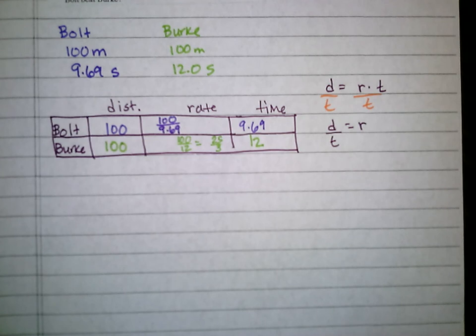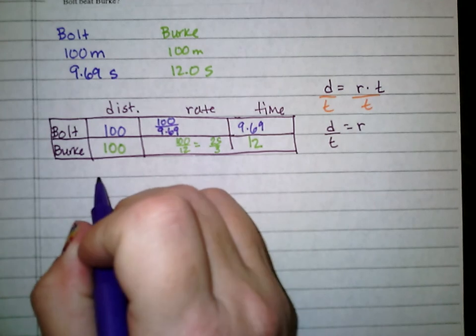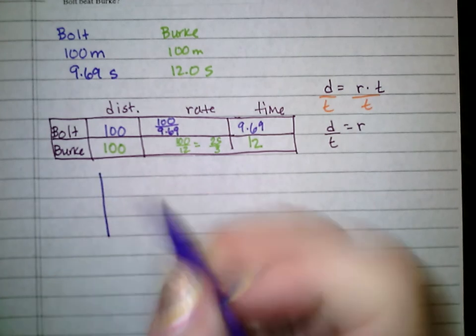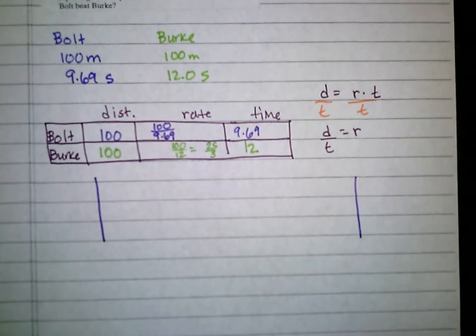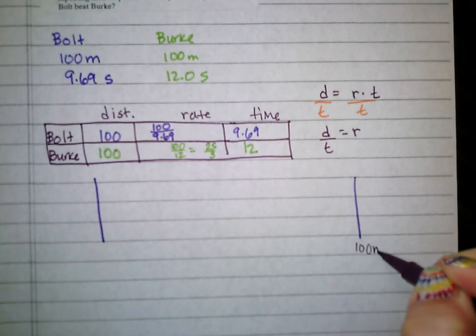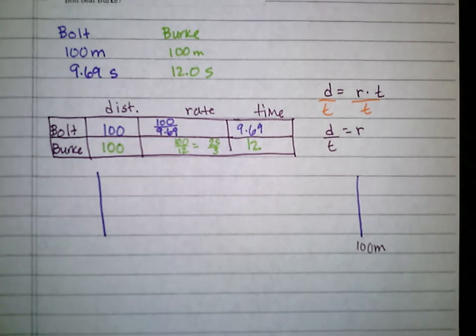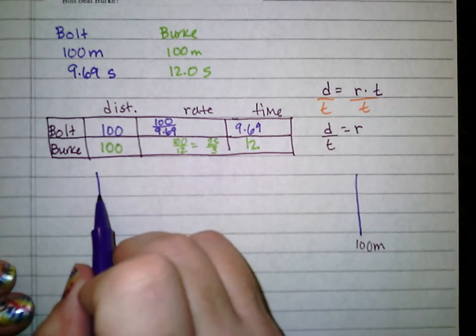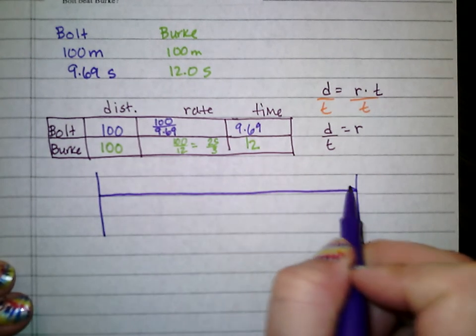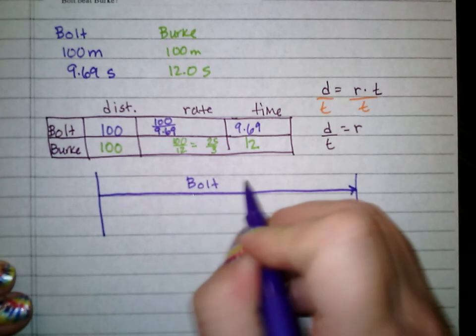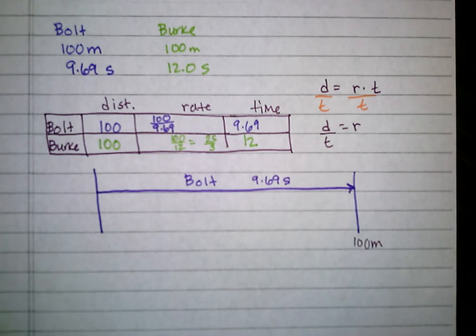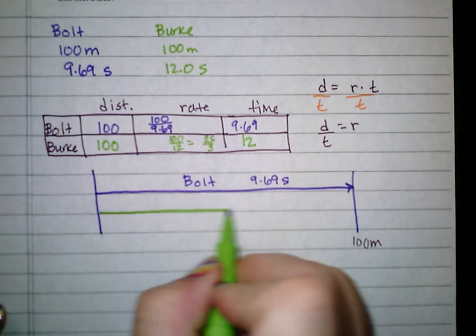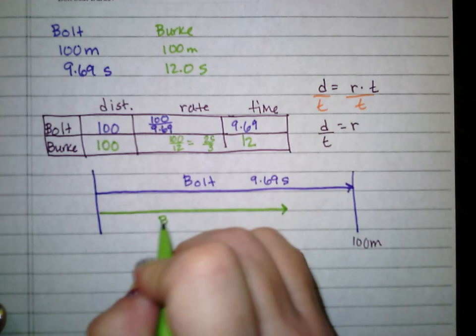So let's figure out if they both start at the same place. And here's our 100 meters. So we're going to go from here to here. This is 100 meters. In 9.69 seconds, Bolt is going to go this whole entire distance. In that same amount of time, Burke is only going to go part of that distance.